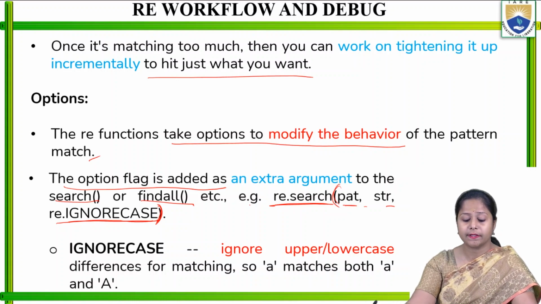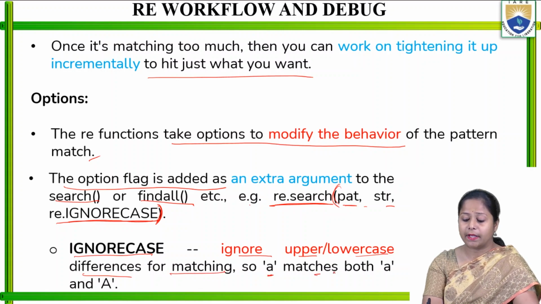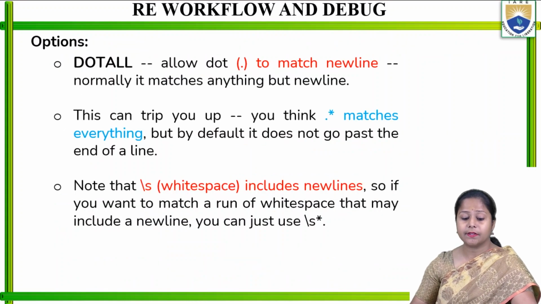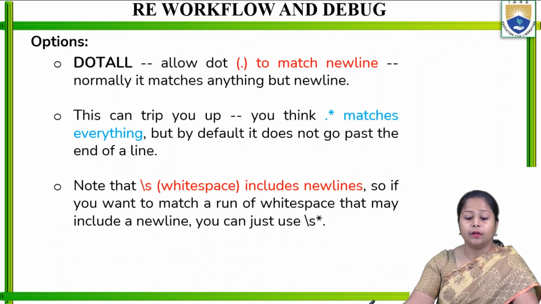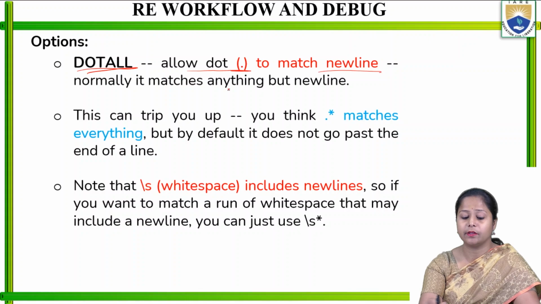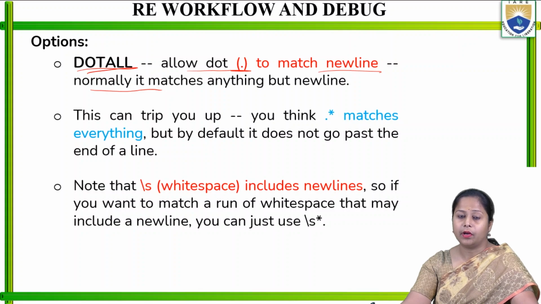First is IGNORECASE in capital letters. That is going to ignore the upper or lower case when matching, so the small a matches both the small a and capital A. The next option is DOTALL, in all capital letters, that is going to allow dot to match a newline. Normally it matches anything but newline. So now it is going to do that for all.